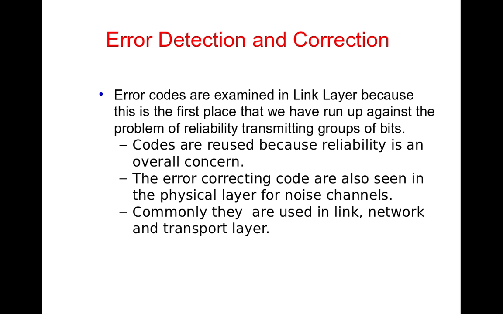So we are seeing these error detection and correction codes in the data link layer, because that is a prominent functionality, as we have just seen, where reliability is an issue, the maintenance of reliability. So basically these error correcting codes are also used in the physical, data link, network and transport layers as well. We'll see.